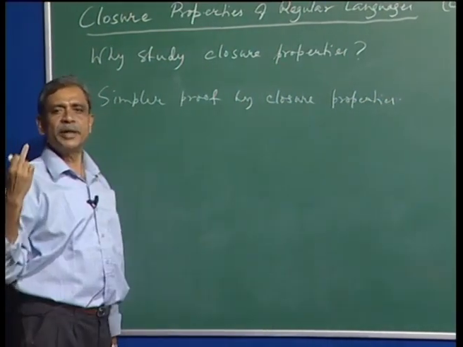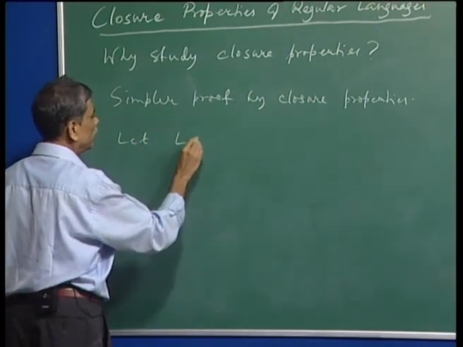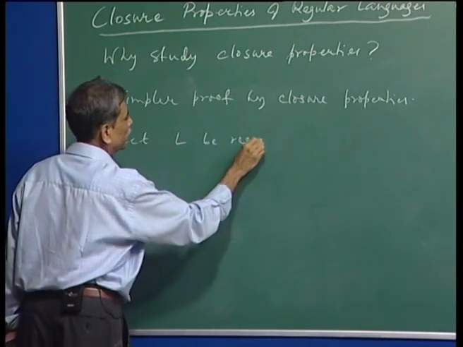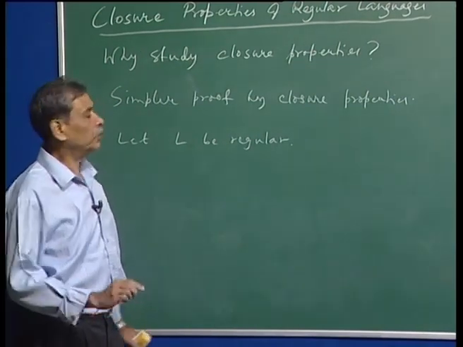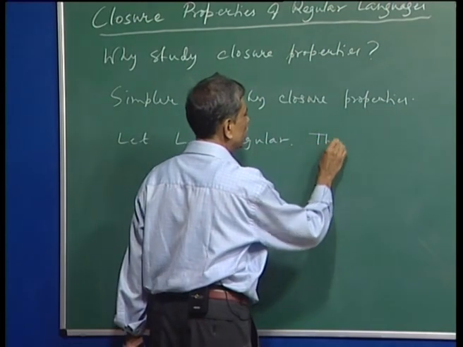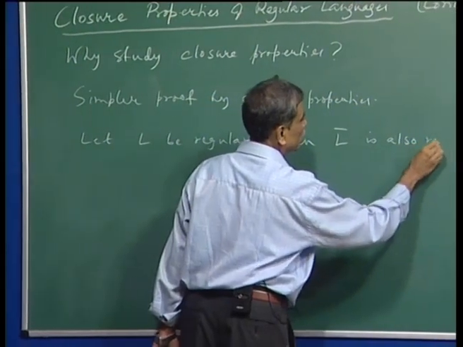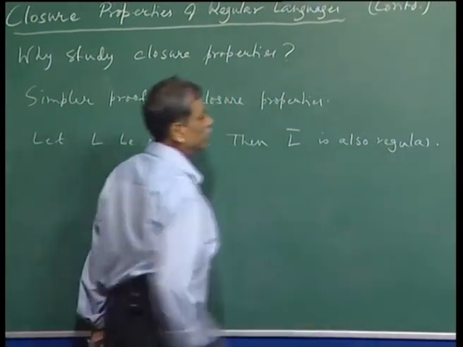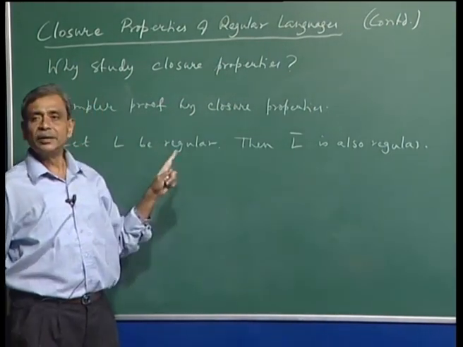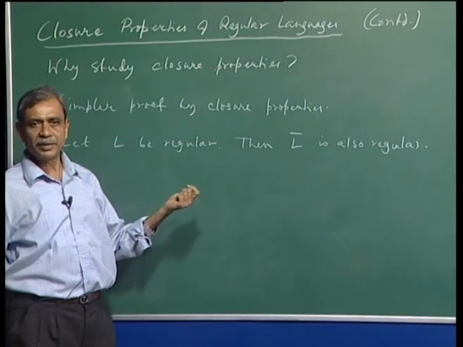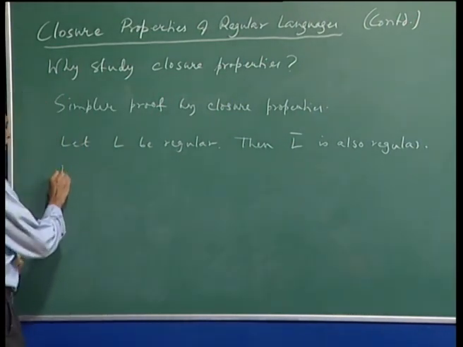This proof also starts by assuming that L is regular. Let L be regular, right. Now, we say then L complement is also regular, right. Now, how did I get this fact? Because regular languages are closed under complementation. So, therefore, L complement is also regular. However, what is L complement?